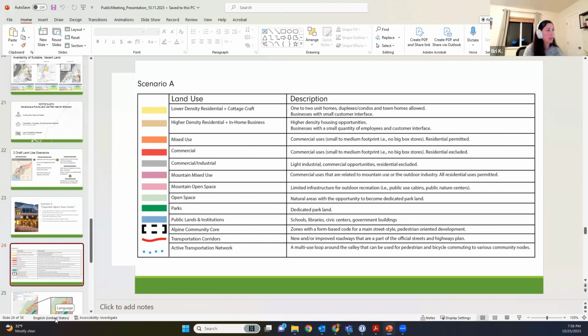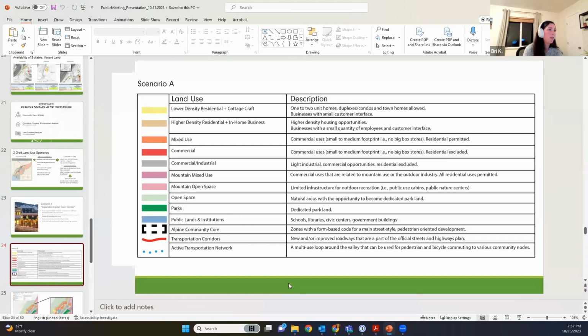Something to note, the lower density one would still allow, or our vision would be for it to allow, for duplexes, condos, and townhomes, since one of the goals was to allow for duplexes across all residential uses. The higher density could accommodate whatever level of residential development you would like, whether that would be up to a larger apartment building or garden style apartment unit, something like that. Next is mixed use. That's commercial uses with a small to medium footprint with residential permitted as well.